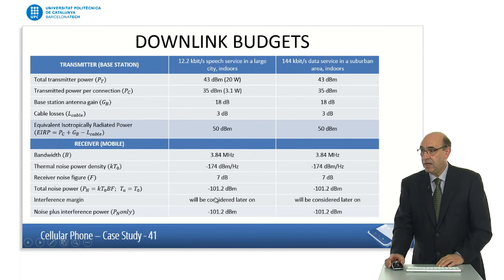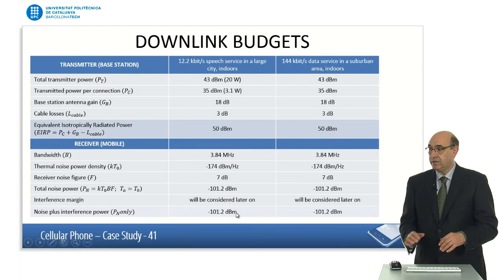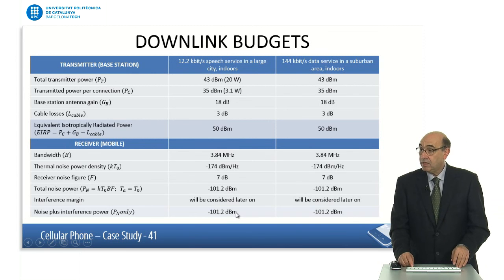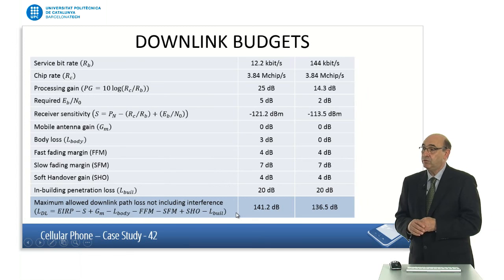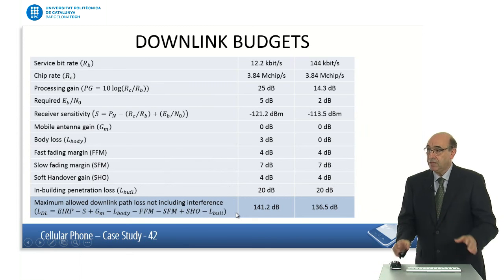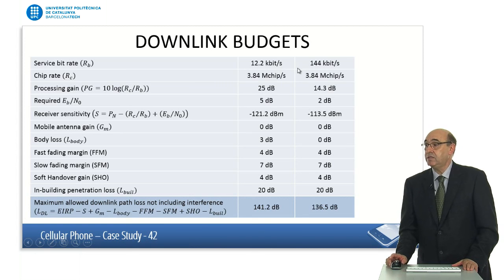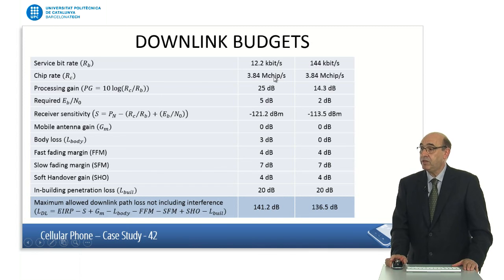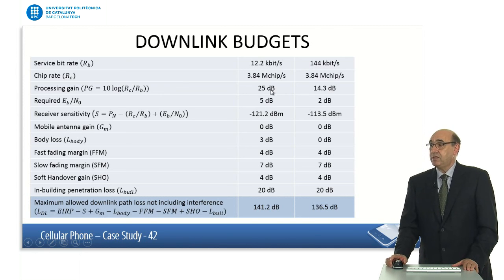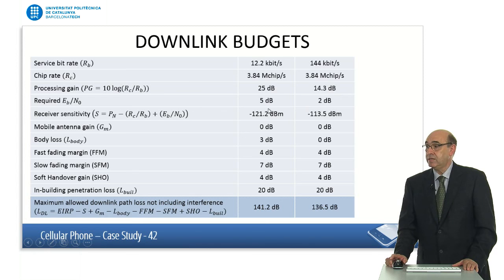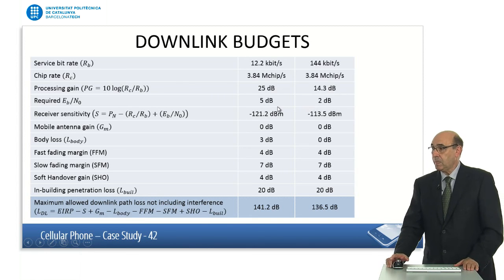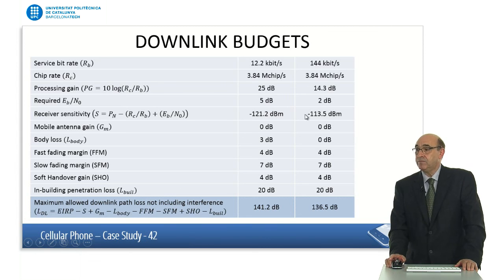So now we have the noise level here. This is our noise floor, in this case, no interference considered. And with this number, now we go to the phone when it receives. This is the data rate for speech and data. This is the code, so the spreading code, 3.84 megachips. This is the processing gain, in both cases, the required signal-to-noise ratio. We've seen this before. And we find the receiver sensitivity.